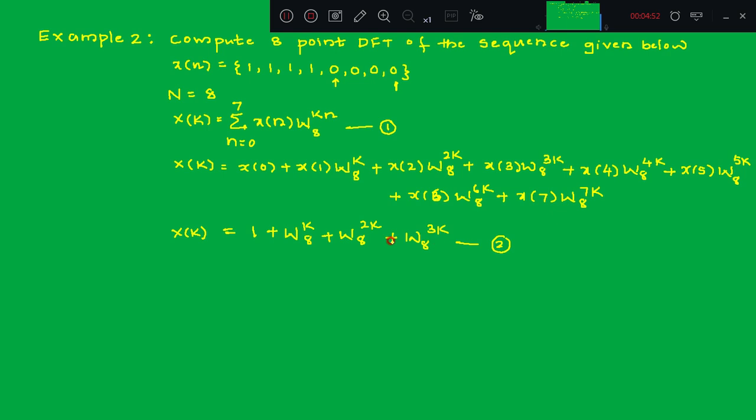So in order to find all 8 samples in the DFT sequence x of k, you have to start substituting the values for k, right? So k is equal to 0, k is equal to 1, up to k is equal to 7, so that you will get the 8 frequency samples in the DFT sequence x of k, right?